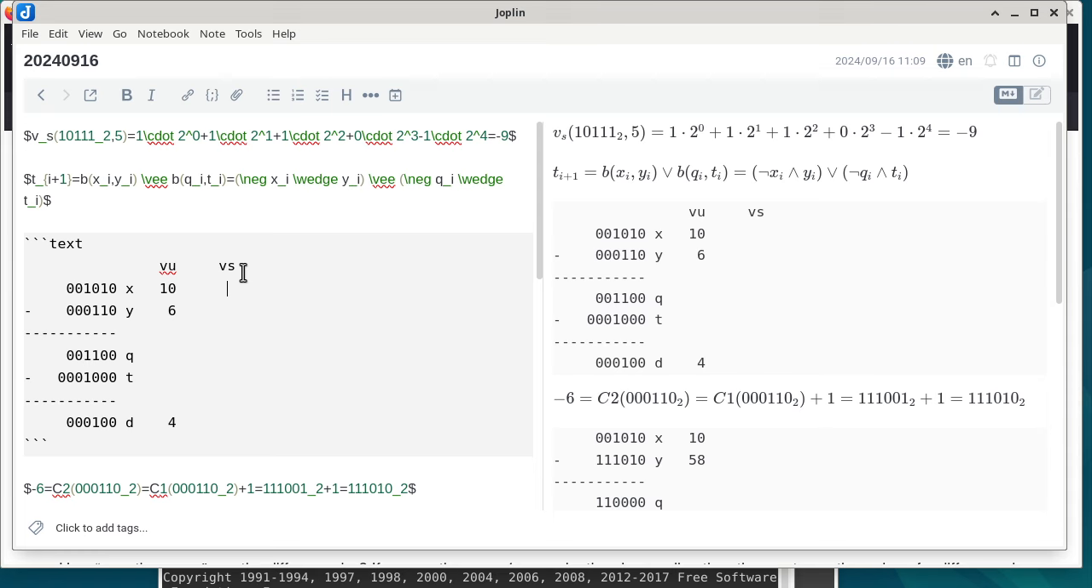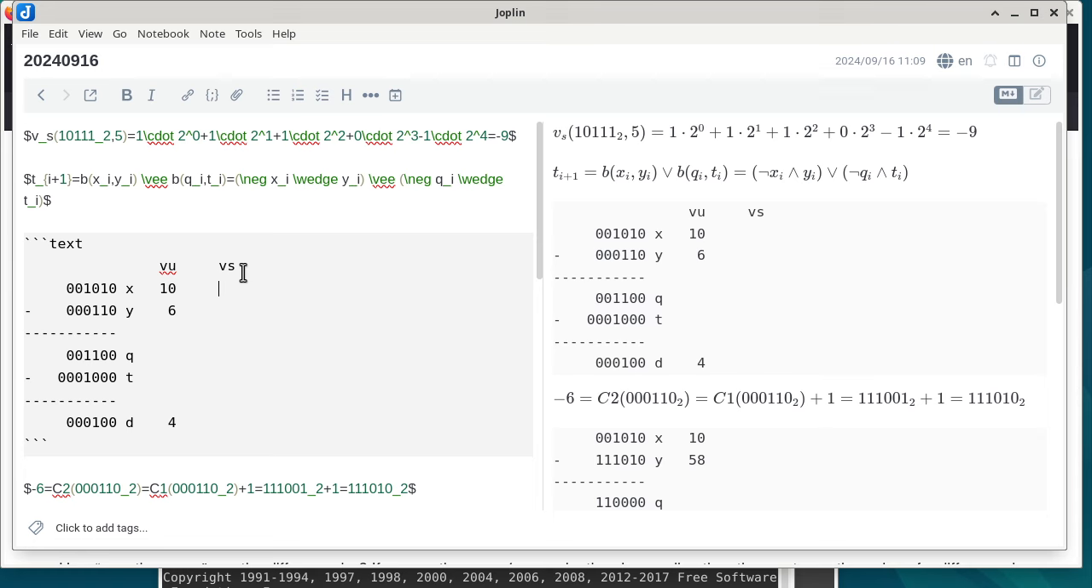So what is the signed interpretation of the bit pattern 001010? Same as the unsigned. Why are they the same? Because the most significant bit is a zero. So it doesn't matter whether we add or subtract the power of 2 corresponding to the most significant bit, which is bit 5, because they're both zeros in this case. Does that make sense? Does everybody understand what I just said?